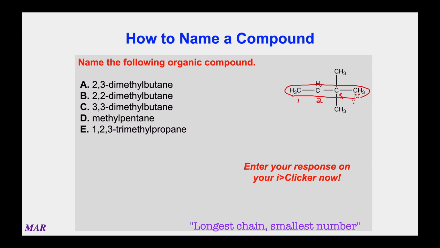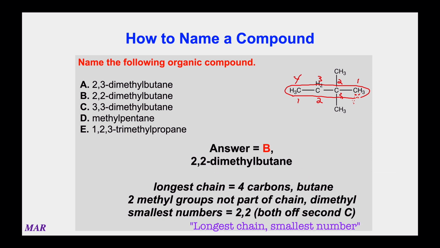But again, you should absolutely double check and make sure that the other way of counting isn't better. And so what you can do is go 1, 2, 3, 4, and lo and behold, if you count right to left, it's a 2 carbon, so it would be 2,2-dimethyl-butane. So when there's a choice between 2,2-dimethyl-butane and 3,3-dimethyl-butane, that smallest number always wins out. It's going to be answer B.